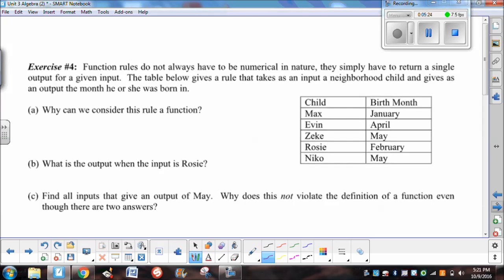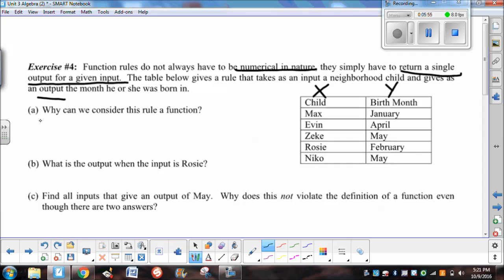It says function rules do not always have to be numerical. Okay, that's generally what we use most of the time. They simply have to return a single output for a given input. There's our rule. There's our function definition. The table below gives a rule that takes as an input a neighborhood child. So our x's, our inputs are the children, and gives an output the month he or she was born in. Okay, so that's our y. So we have a table here.